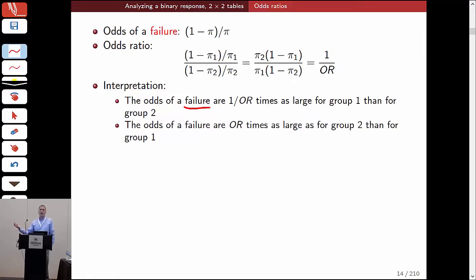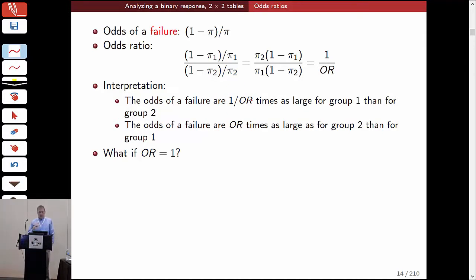But again, maybe you want to do group 2 versus group 1, and what you need to do is just invert that 1 over OR so that you have the odds of a failure, or OR times as large, for group 2 than for group 1. We'll have data examples coming up where maybe it's not necessarily as clear what the interpretation is.